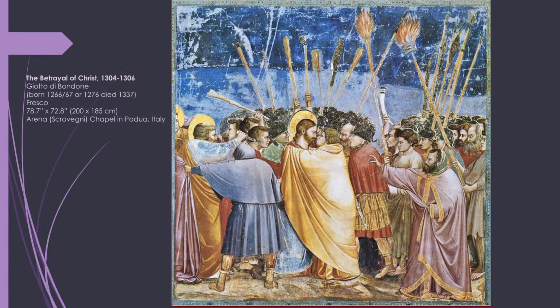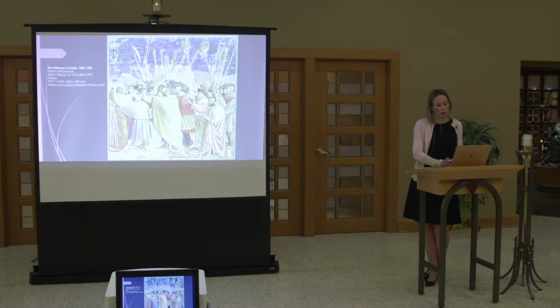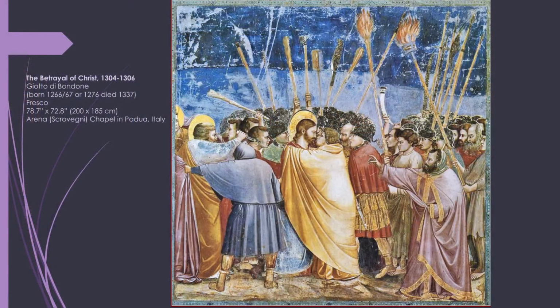Giotto, in full Giotto di Bondone, was born in 1266, 67, or 1276, and he died in 1337 in Florence. Giotto was the most important Italian painter of the 14th century, whose works point to the future innovations of the Renaissance style that developed over the next century. 700 years later, Giotto continues to be admired as the father of European painting and the first of the great Italian masters.